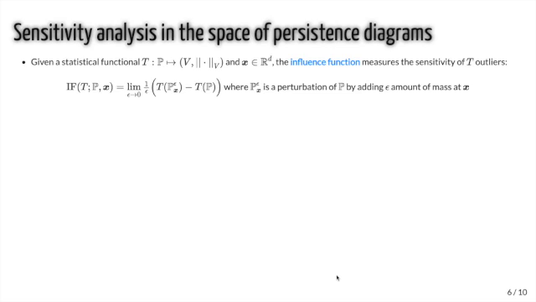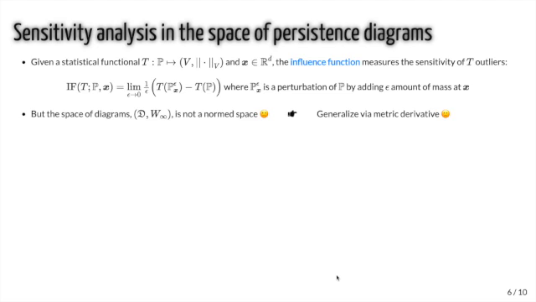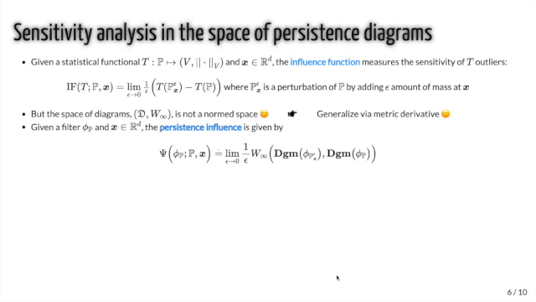In robust statistics, influence functions are arguably the most popular tool for examining the sensitivity of an estimator. Unfortunately, the space of persistence diagrams is not directly amenable to classical sensitivity analysis. We generalize this notion using tools from metric geometry. We define the persistence influence as the influence outliers have on the resulting persistence diagrams in the bottleneck metric.